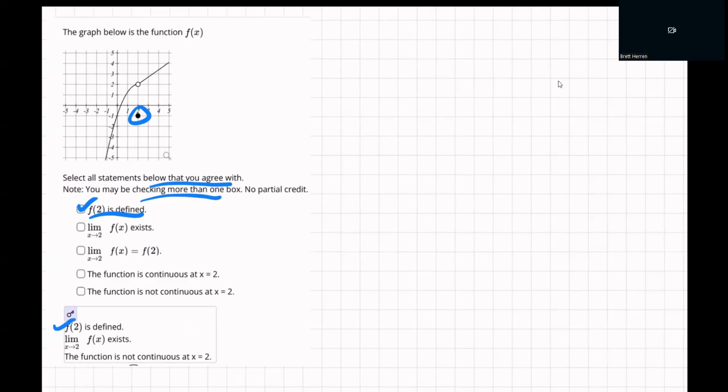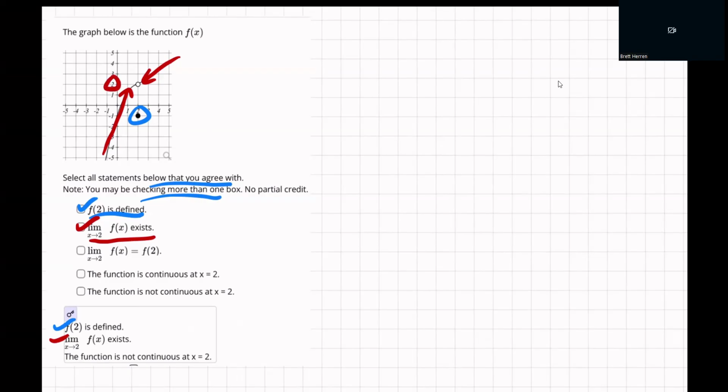Next one. The limit as x goes to 2 of f of x exists. Does the limit exist? It does. We're going to check that box also. You can see it's down here. Why? Because from the left and from the right, they're meeting each other. As long as the left side and the right side meet at the same height, at a height of 2, then the limit exists there.